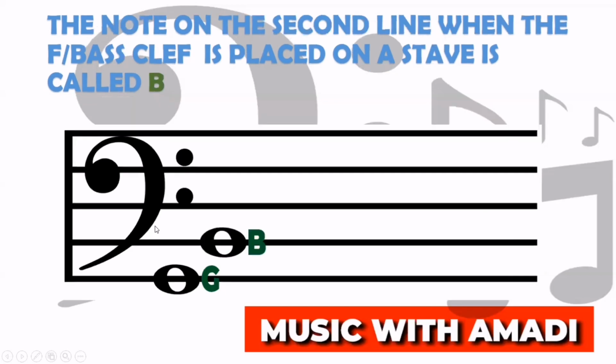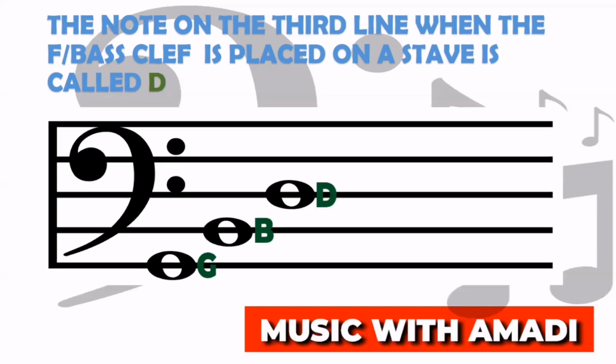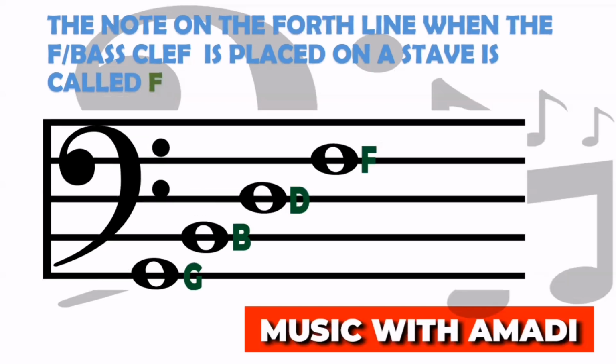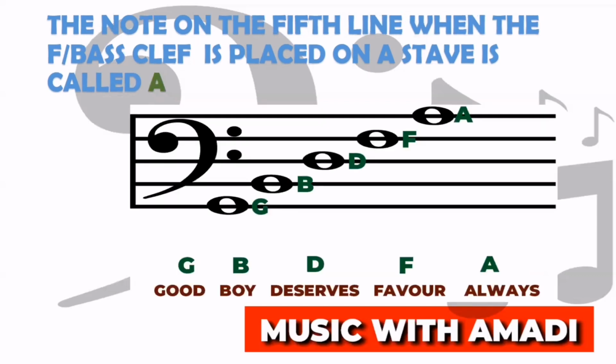So the next line after the G is called a B on the bass clef, and the next line is called a D, while the fourth line is called an F, while the fifth line is called an A. And we see the acronym there: good boys deserve favor always.